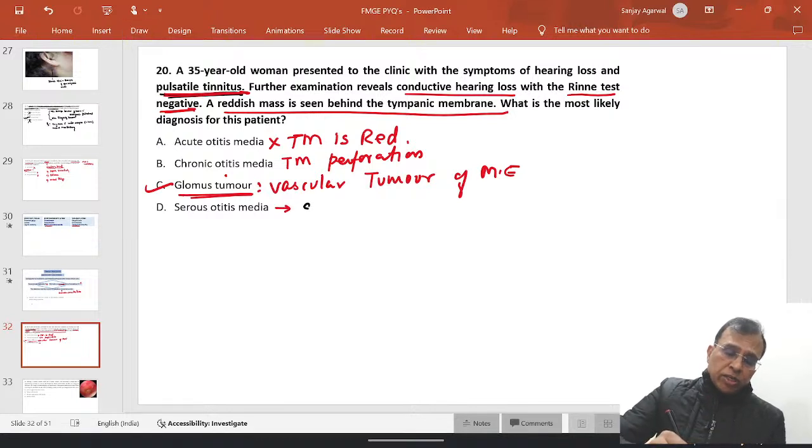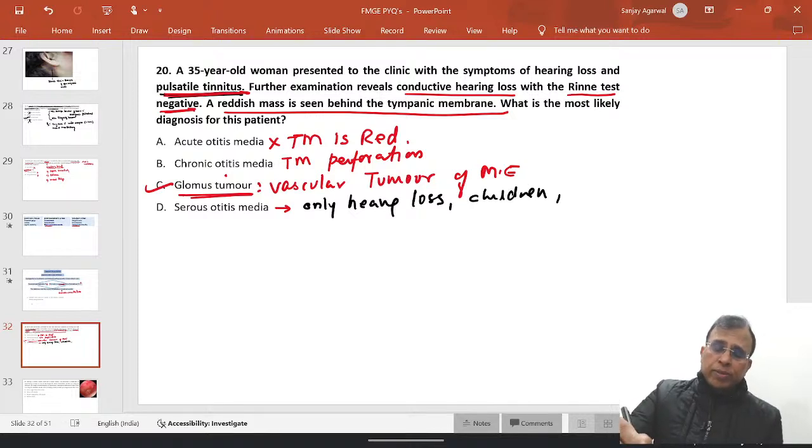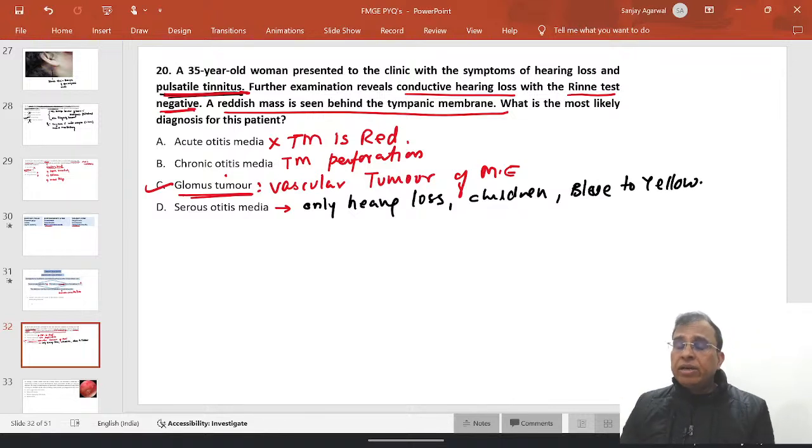That only hearing loss is the symptom, and it is seen in small children, not usually in adults, more commonly. It's a blue to yellow membrane. Blue to yellow color fluid and discharge is seen. It is not a red mass behind the tympanic membrane. So this very typical presentation is seen in glomus tumor only out of all the diseases.